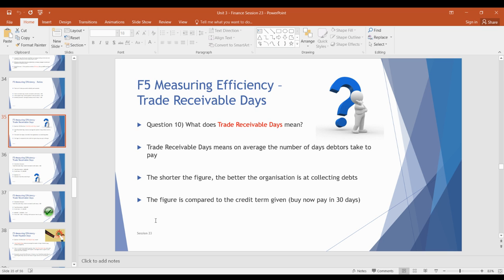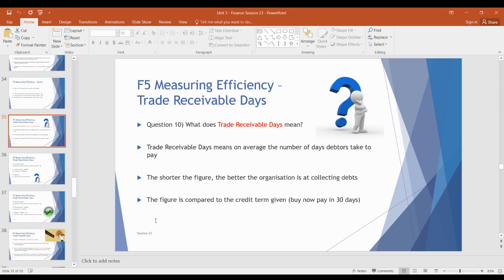So once you've provided credit to a business, say you're supplying them with 60 days credit, we will be efficient if the business who is paying us, i.e. our debtor, pays us within those 60 days. The shorter the figure, the better the organisation is at collecting their debts.